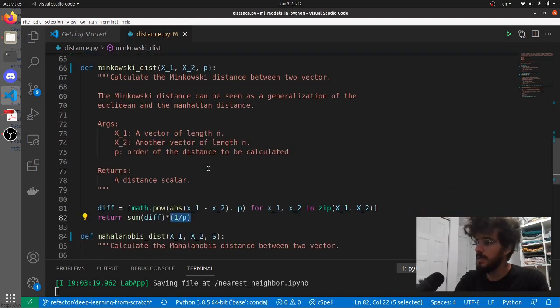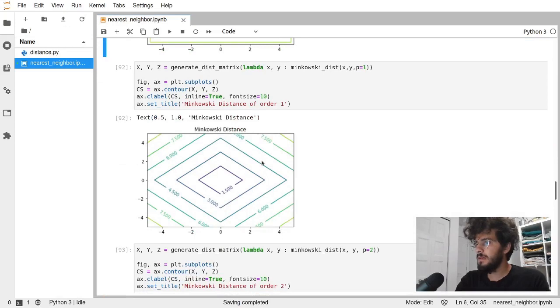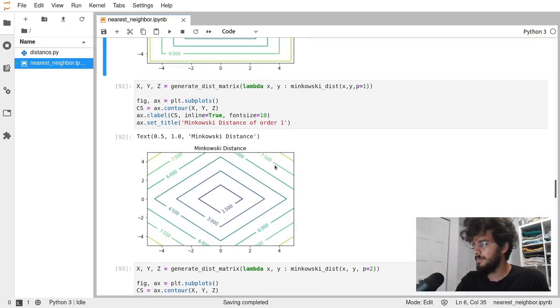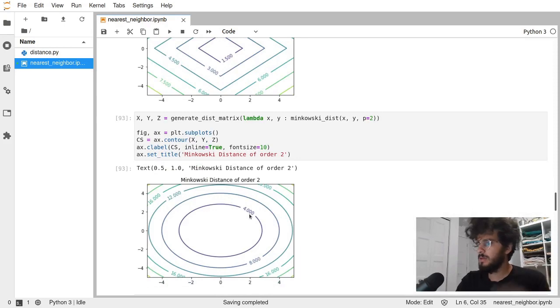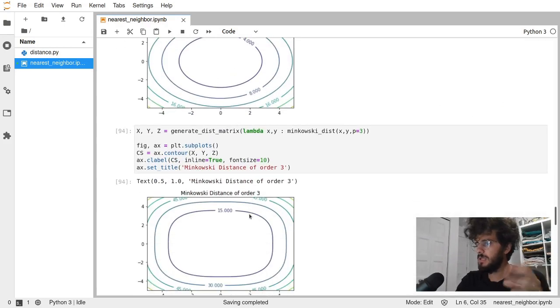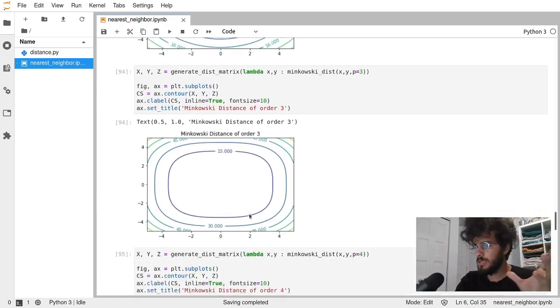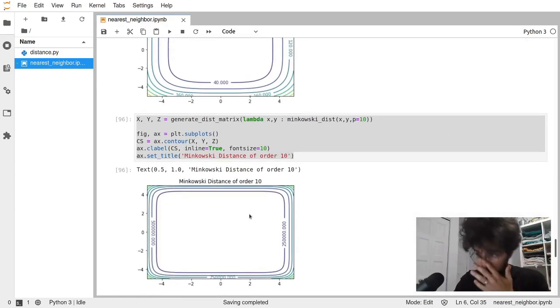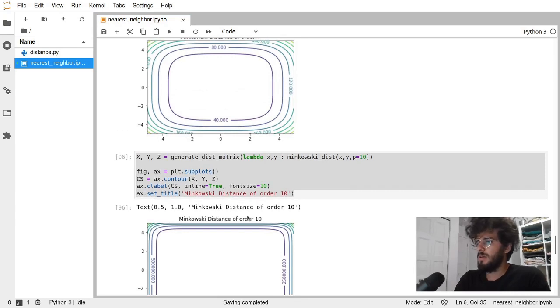So let's take a look at how it behaves with different p. This is the Minkowski distance at 1, right? So we get the Manhattan distance. At 2 we get the Euclidean distance, and then at 3 we get some squarey kind of thing, and then it gets more and more squarey. My plot is a bit messed up here, but this just gets more and more squarey. Good. So let's take a look at the last one.